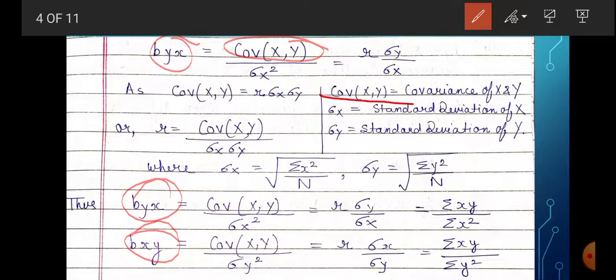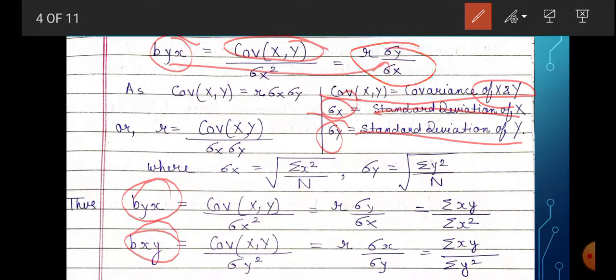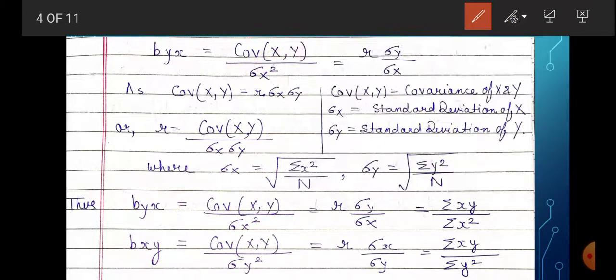So what is covariance of xy? I have explained in previous video. And sigma x is the standard deviation of x, sigma y is the standard deviation of y, and this can be written as r sigma y by sigma x. Okay, because covariance of xy is r into sigma x sigma y.